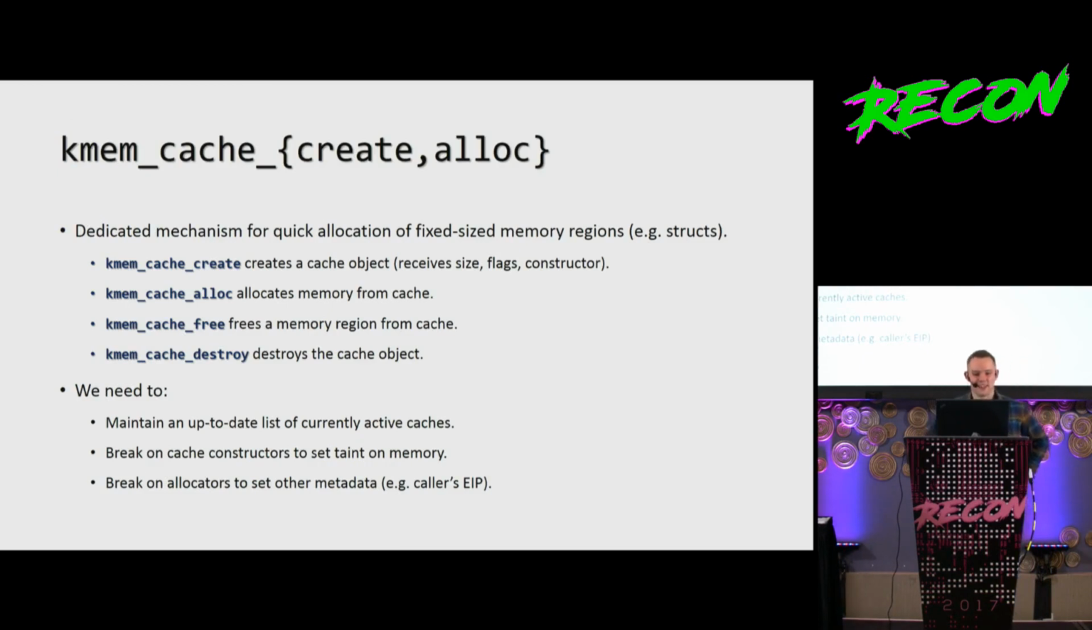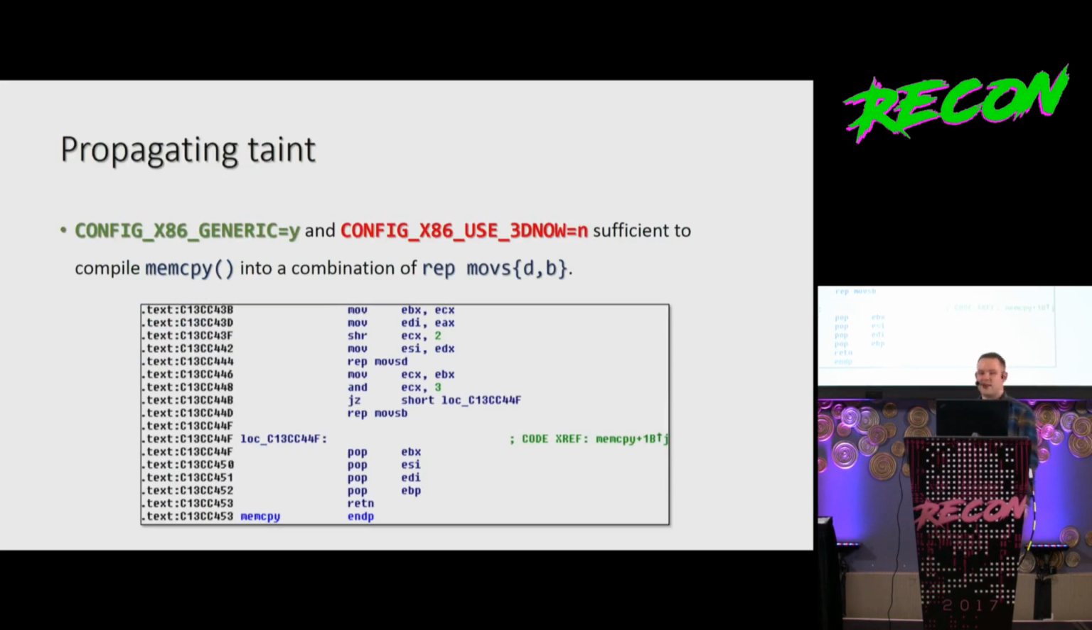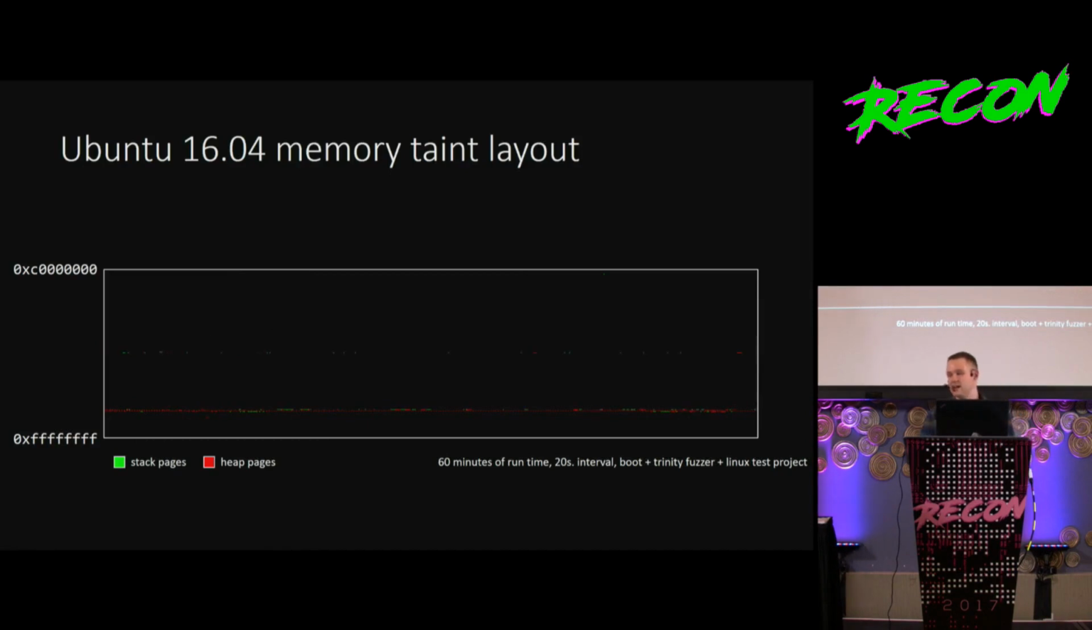Then we have the kmem_cache_create and alloc functions, which are a dedicated mechanism for quick allocation of objects that have a fixed size. So we have to do a lot of additional work to make this work as well. When it comes to propagating taint, it's quite convenient, because we can configure a lot of the kernel behavior using just configuration flags. This combination of 2 flags makes all of the memcpy calls compile into the convenient rep movsb and movsd instructions.